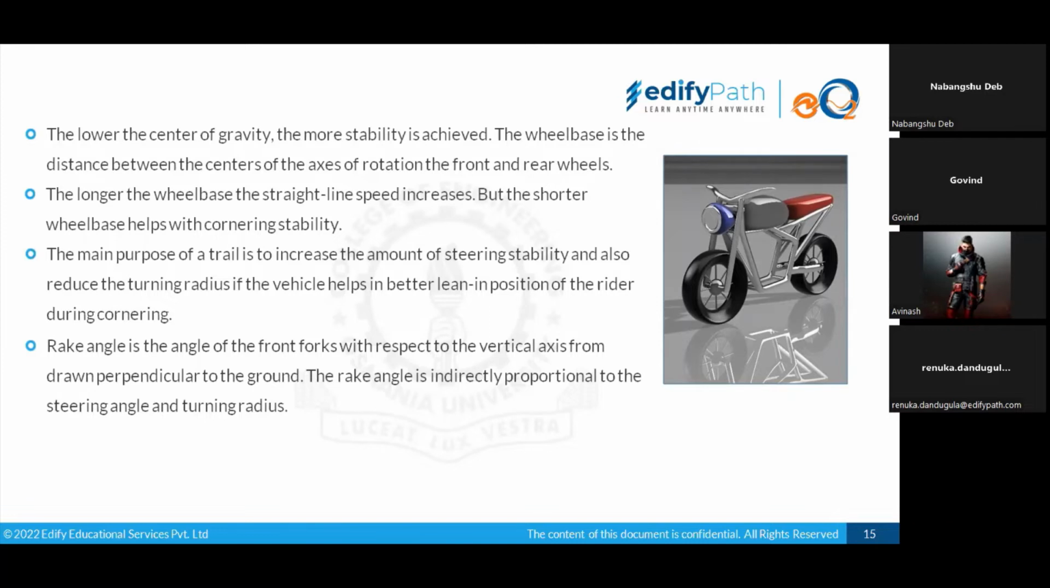The longer the wheelbase, the straight line speed increases, but the shorter wheelbase helps with cornering stability. So if the length of the bike is longer, that helps us attain a higher straight line speed. But if the chassis length or the wheelbase is shorter, it will help us in cornering speed, like at faster speed also you can turn on the corner.